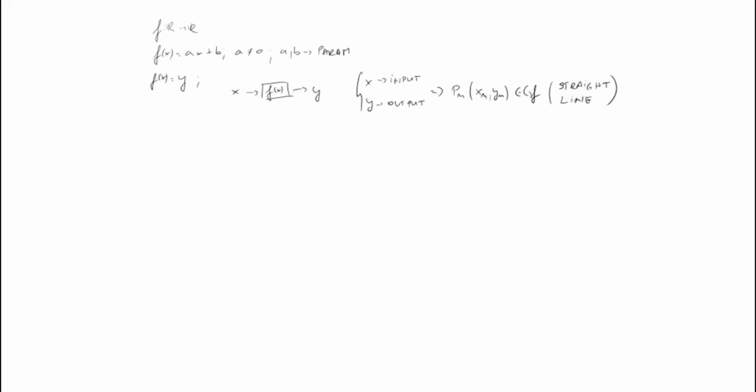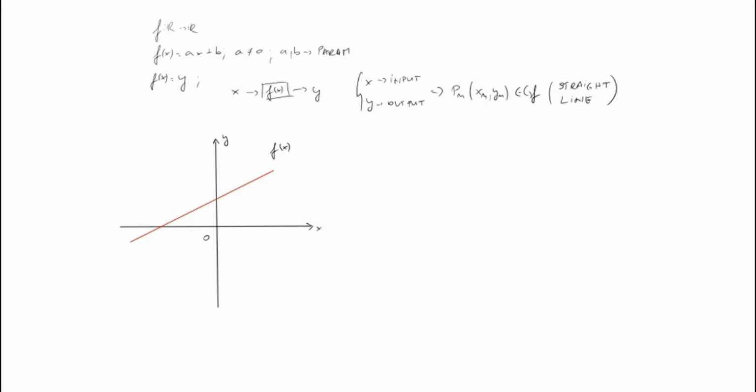Okay, let's try to draw it. We will draw a Cartesian coordinate system with the x and y axis. So x, y, and origin, and also a general representation of this type of function. So here we have f of x.